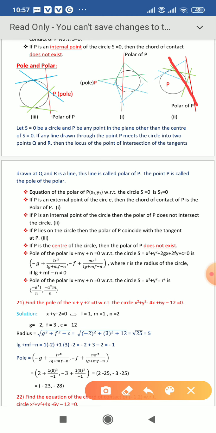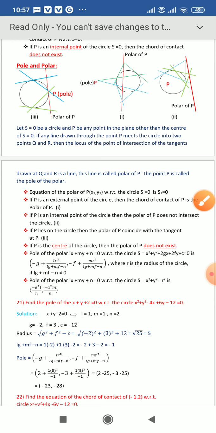We draw another 2 tangents. Observe the green tangents. This is one green tangent and this is another tangent. This is the point of intersection. Like that we have the points of intersection. So take the line joining the points of intersection.